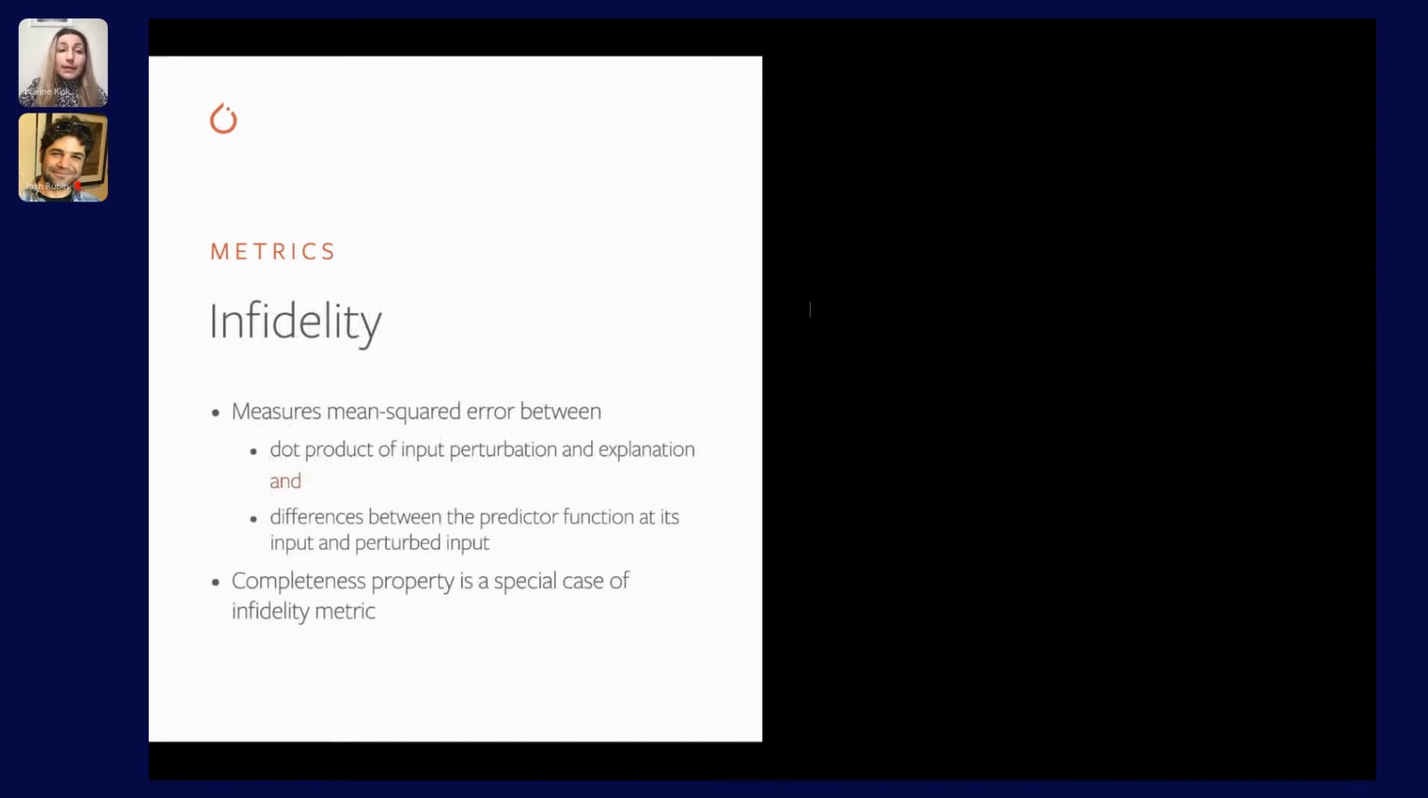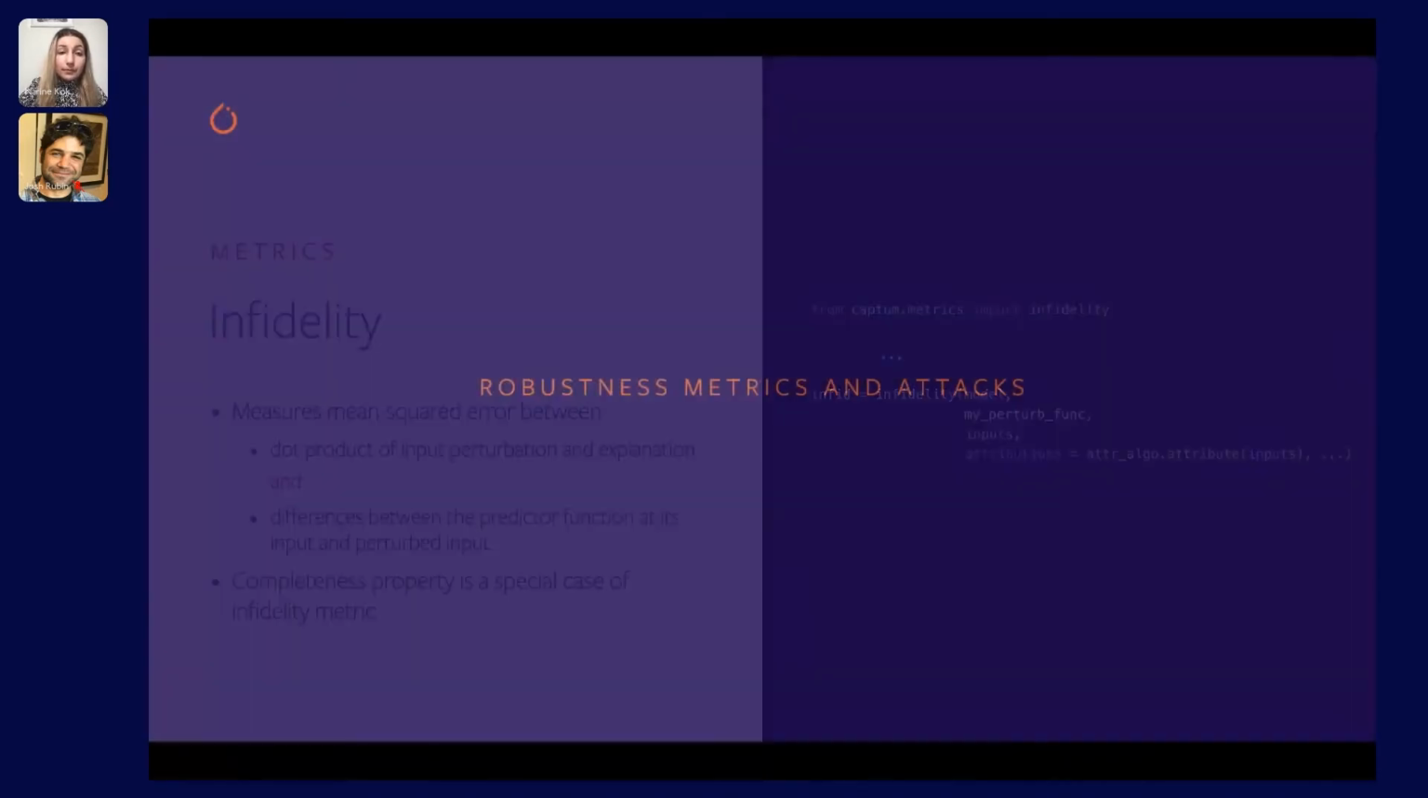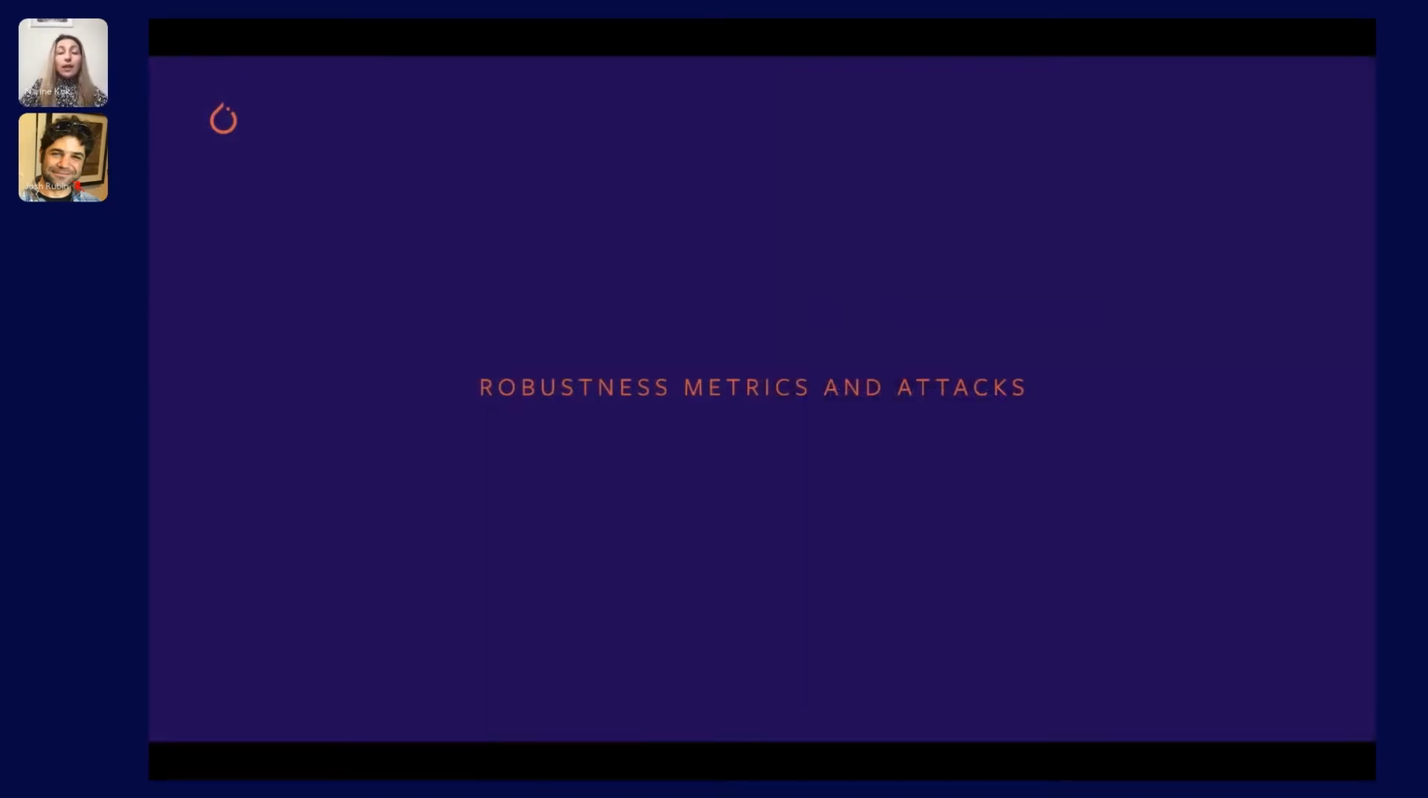The second method is called infidelity, and infidelity measures the distance, using mean squared error, between the dot product of our input perturbation and explanation and the differences of a predictor function at its input and a perturbed input. And this is a property that many attribution algorithms share, such as integrated gradients or DeepLIFT. So I explained a little bit about the attribution methods.